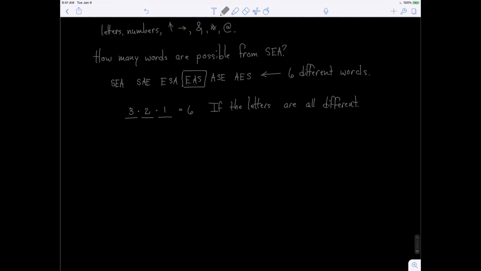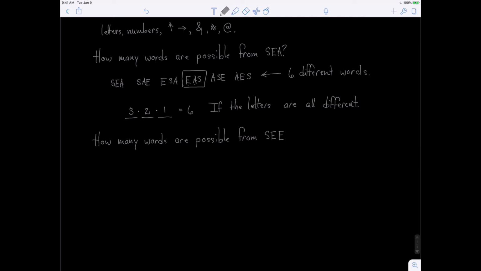Okay, now let's try how many words. I'm going to just copy this. This is so nice there. I'm going to leave that. I copy it. I'm going to put it down here. And let's just move it over. Put it right about there. Okay, and now what we're going to do is just one little thing. How many words are possible from S-E-E?